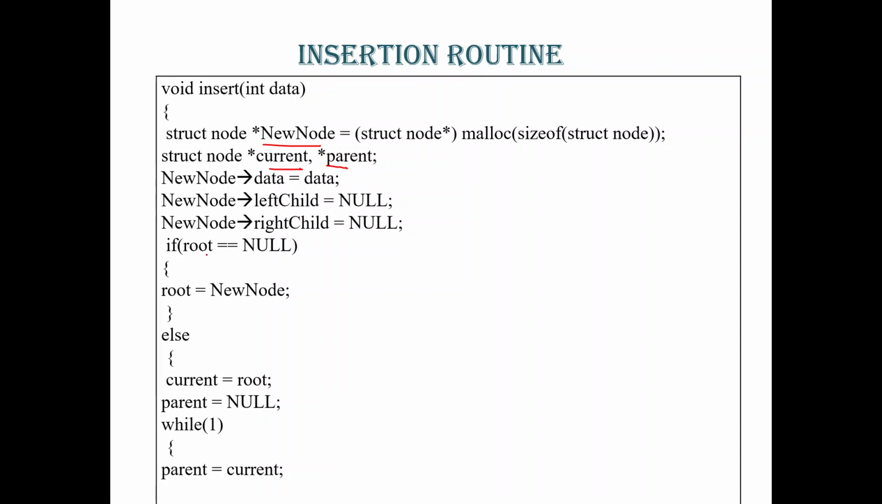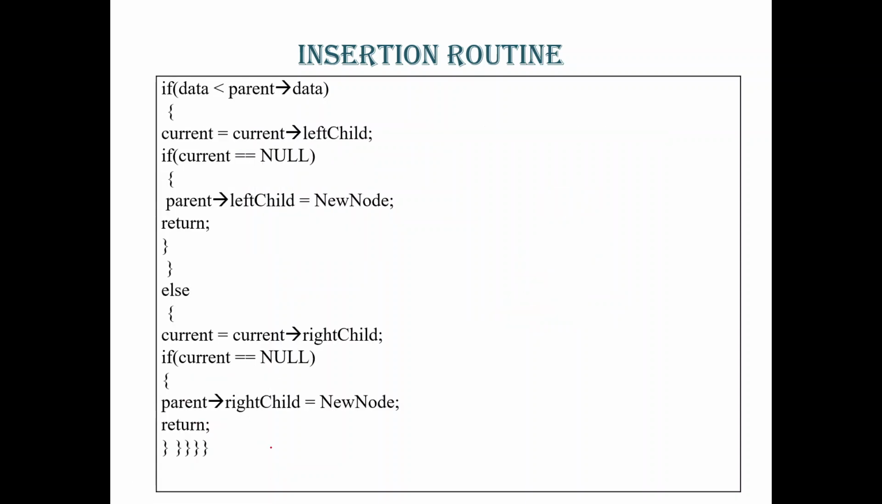Else, first I'll set current. In current, I'll store the root value. In parent, I'll store null. Then I'll enter the iteration, because if the first level is completed, I need to go to the second level. This is nothing but a recursive function. So I'm getting into the iteration. While iterating, parent is going to be the root node. Next, I am checking whether the data is lesser than the parent's data. If it is lesser, then I'll go to the left child.